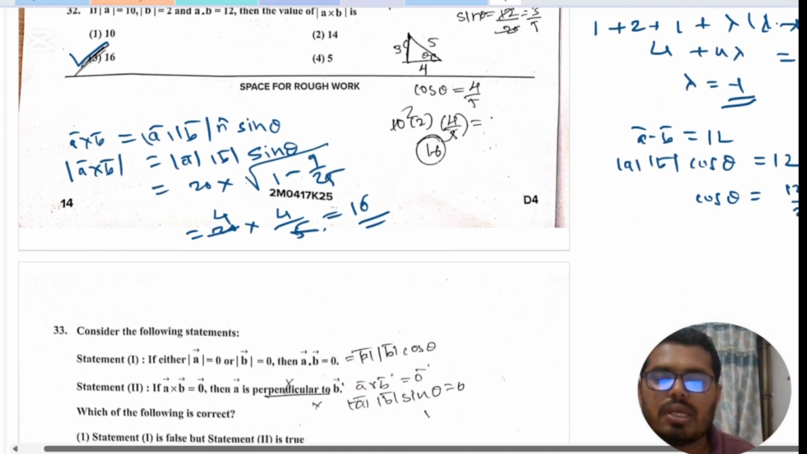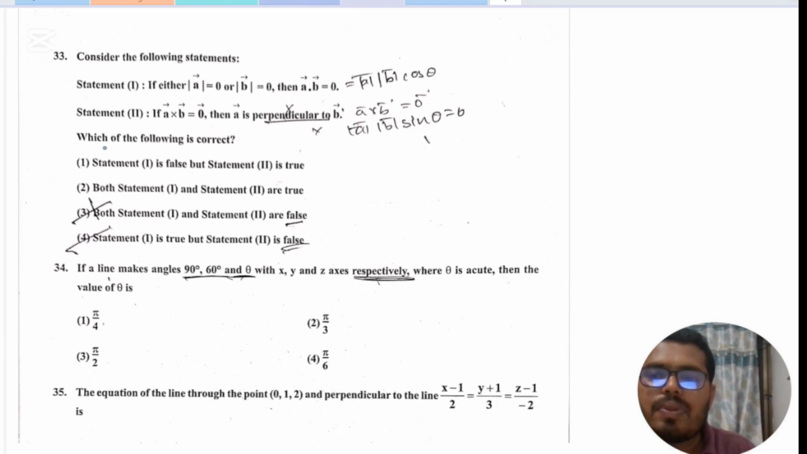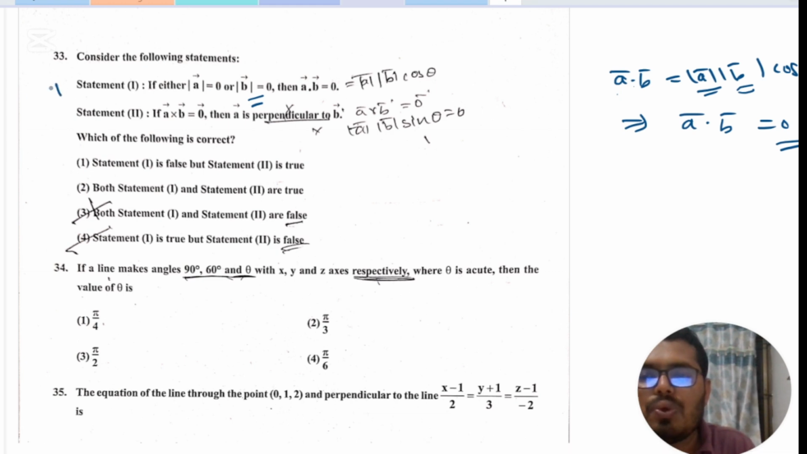Okay. Next, question number 33. If either magnitude of A bar or magnitude of B bar is equal to 0, then A bar dot B bar is equal to, okay, we know the formula. A bar dot B bar is equal to magnitude of A bar into magnitude of B bar into cos theta. If either magnitude of A bar is 0 or magnitude of B bar is 0, this obviously implies that A bar dot B bar is equal to 0. Therefore, first statement is true.